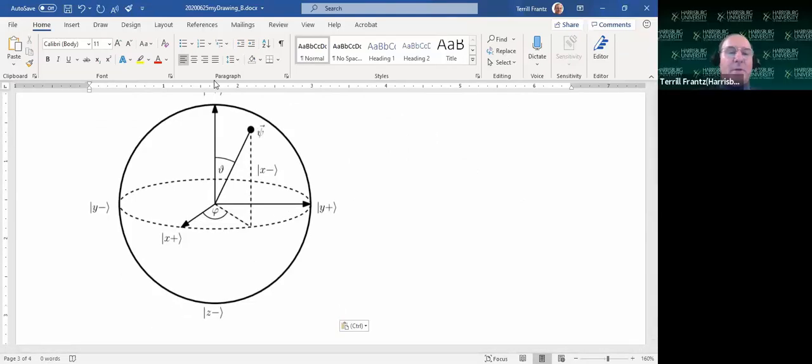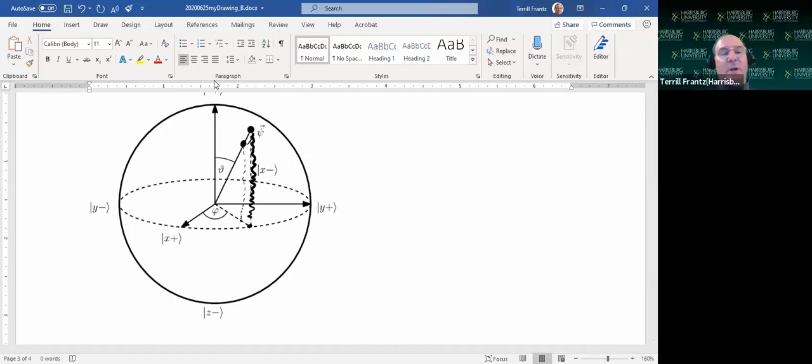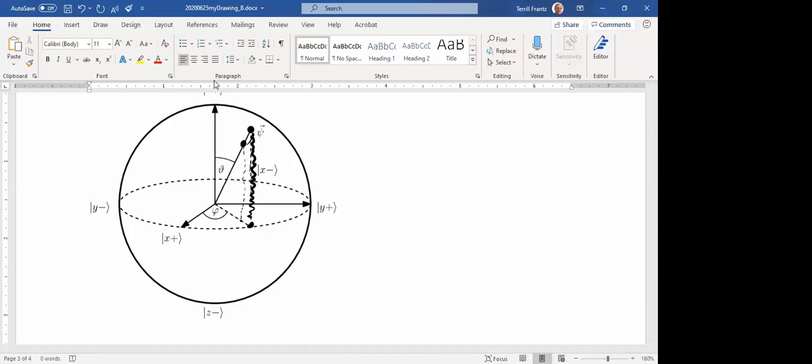Yeah, it's actually, yeah. I think it would be a better drawing if it was something like that. Then guys like me wouldn't make that mistake. Because here it suggests to me it's on the equator. Anyway. Cool.